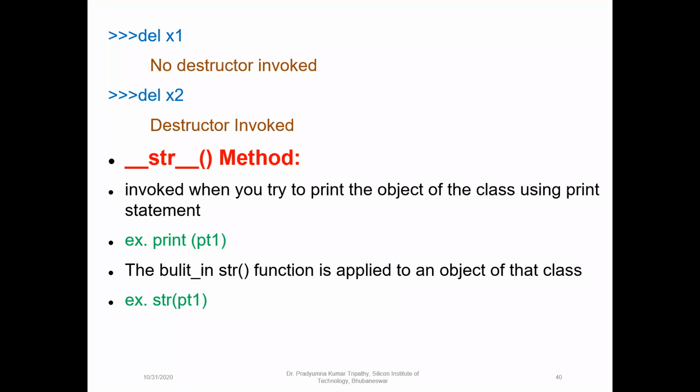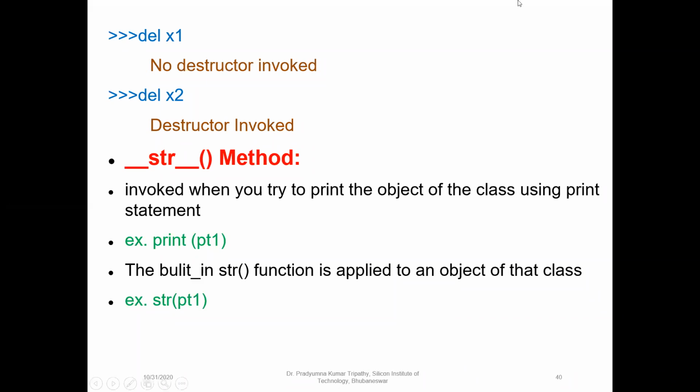Correct? So when there is no memory reference to a particular memory area, then automatically the del can be called for that object. Another method is the str method, underscore str underscore. This method is invoked when you try to print the object of the class using the print statement. When you write print object name, automatically the built-in str function is applied to the object of that class.